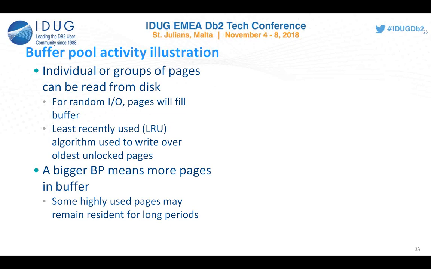Here are our groups of pages that can be read from disk. For random I/O, pages will fill the buffer. The least recently used algorithm gets rid of the oldest unlocked pages and makes those available for other data. A bigger buffer pool means more pages in the buffer, which increases your hit ratio, which makes life good. So random I/O loves a big buffer pool.